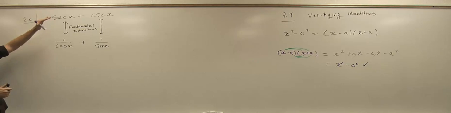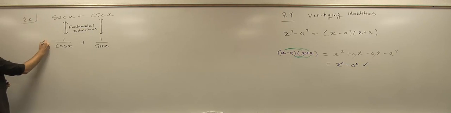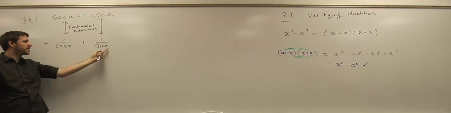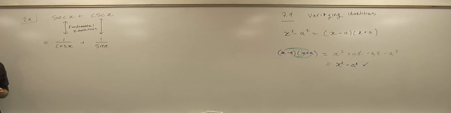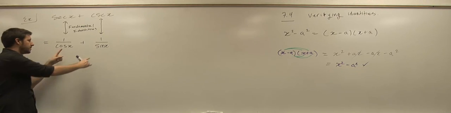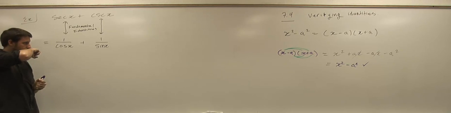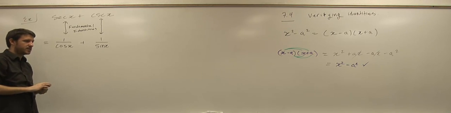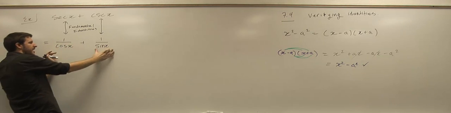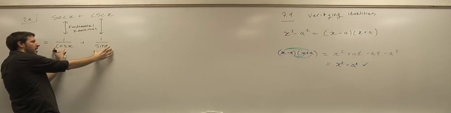So the expression secant x plus cosecant x is exactly the same as 1 over cosine x plus 1 over sine x. Now what would I have to do if I wanted to add these two fractions? Common denominator. You have to have a common denominator to add fractions. What do you think the common denominator is? Cos x sine x. Right? Cos x is one variable factor. Sine x is another variable factor. They have nothing in common.